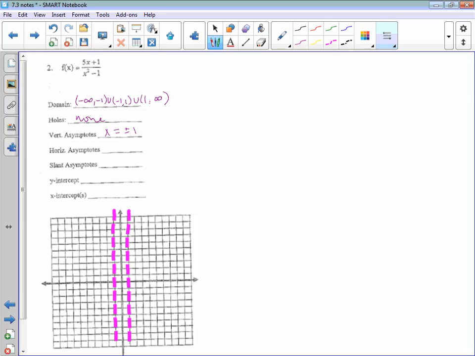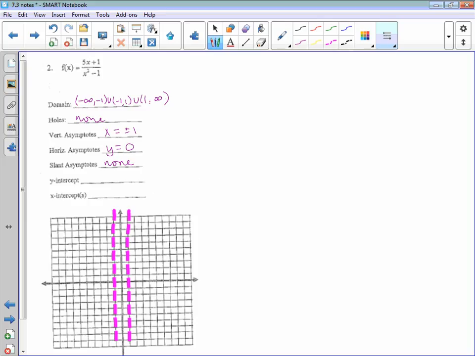All right, guys, what about your horizontal asymptote? Is this top heavy, bottom heavy, or equal? Bottom heavy, so what does that give us? 0. So what does that tell me about my slant asymptote? Non-existent. Exactly.